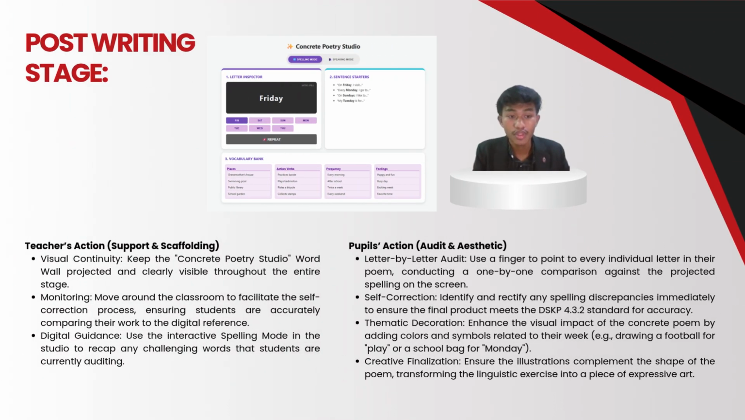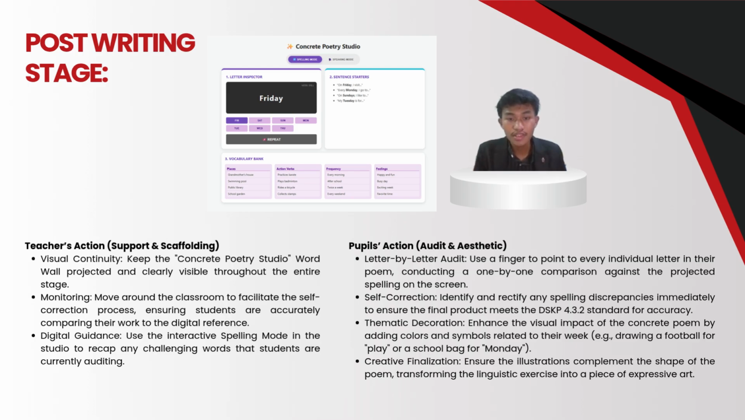Alright, so the last part is the post-writing stage. So here, for the teacher section, visual continuity: keep the concrete poetry studio or the word wall projected and clearly visible throughout the entire stage. So monitoring: the teacher needs to move around the classroom to facilitate the self-correction process, ensuring the students are accurately comparing their work to the digital reference.